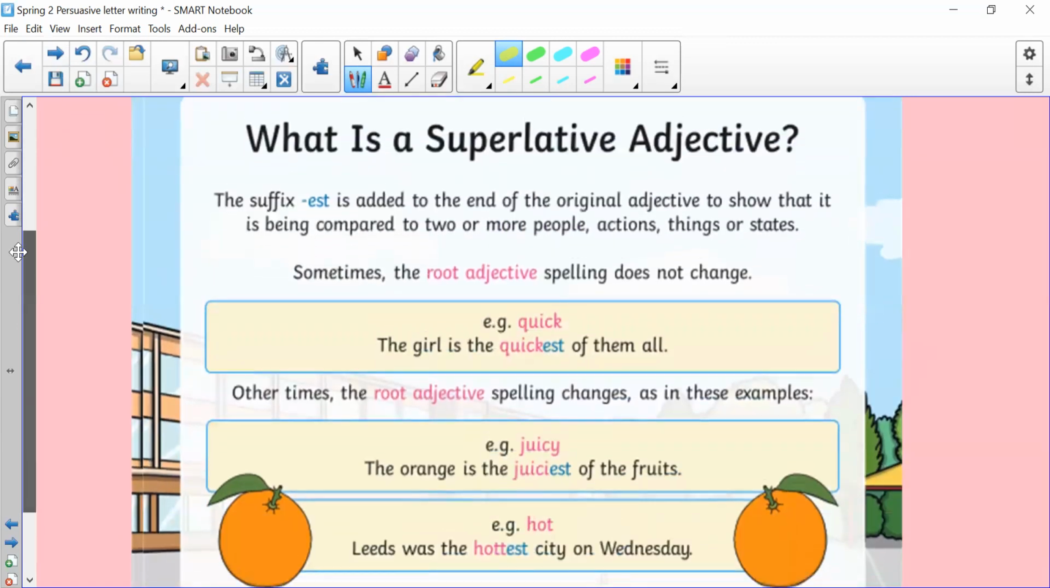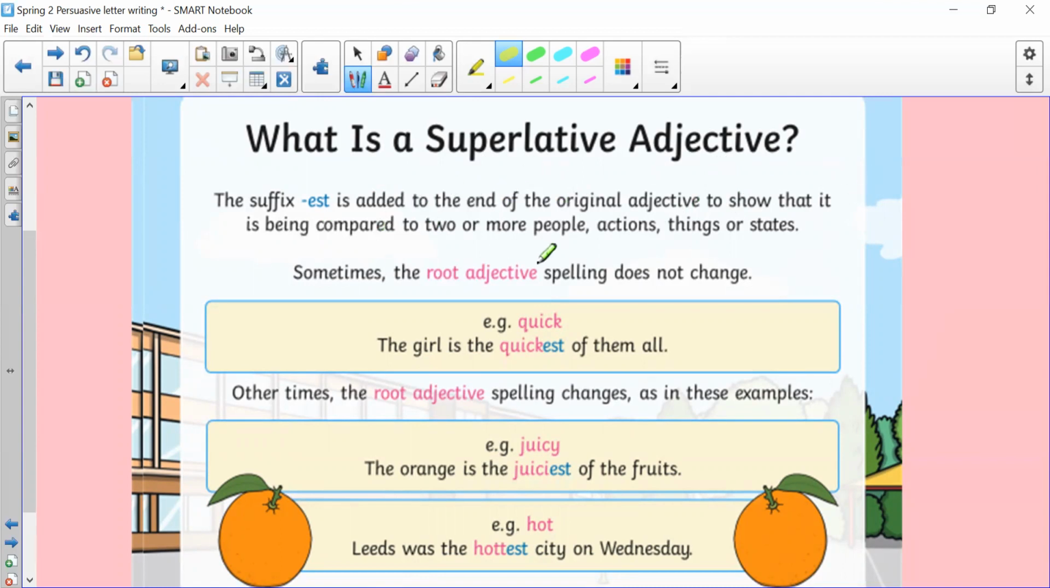Okay, and I'll be able to see how well you have achieved your learning today through your quiz on Teams. This is just practice for you to get comfortable with your learning. So what is a superlative adjective? We looked at comparative, which is comparing two things. The suffix est is added to the end of the original adjective to show that it is being compared to two or more people, actions, things, or states.